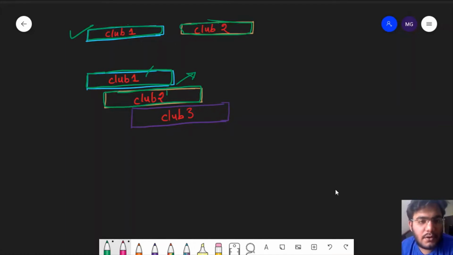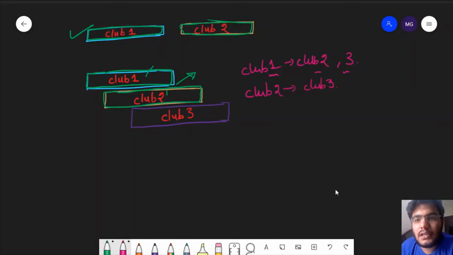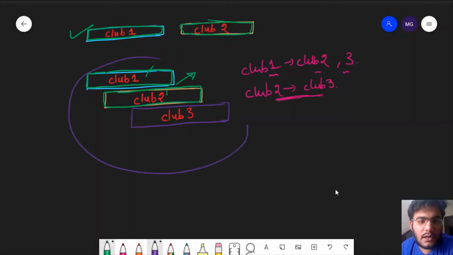If you see in this case, club 1 intersects with club 2 as well as club 3. So the union of 1 is required to be taken with 2 as well as with 3. Similarly, if we go on with the intersecting clubs for club 2, then club 3 is the one which is intersecting with club 2. So we need to take the union of club 2 and club 3. So in this case, all the students who are members of club 1, club 2 or club 3 are required to have the same dress.